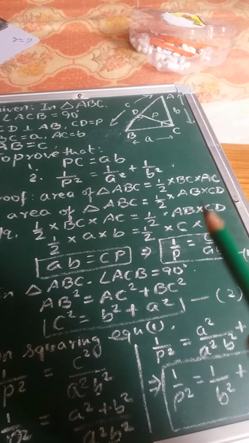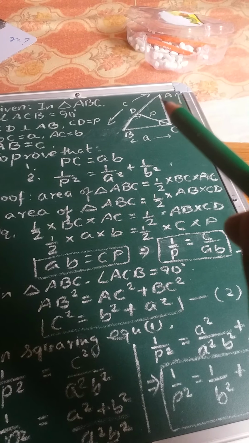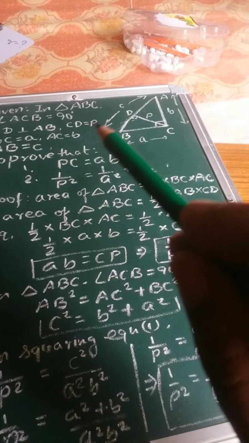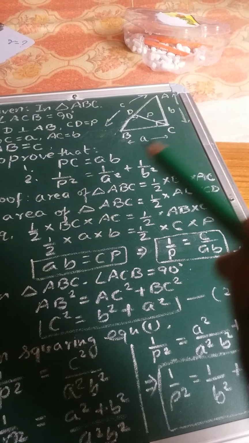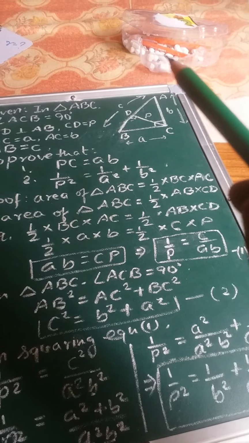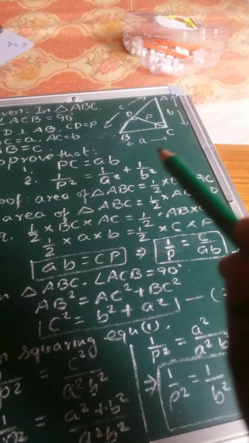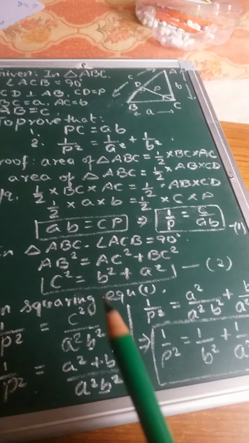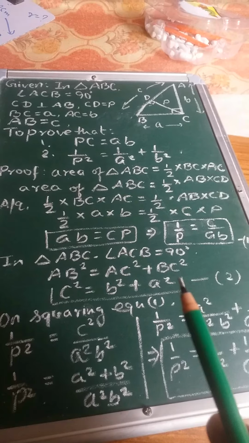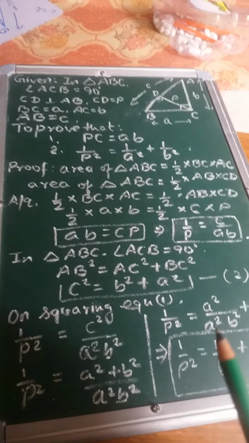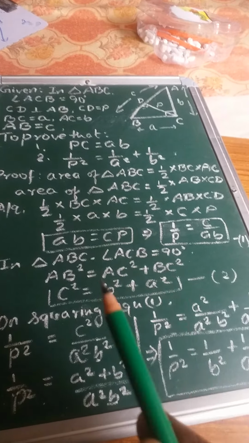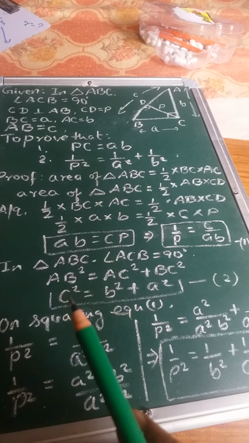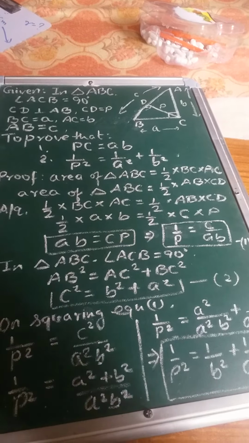Now just go with the Pythagoras theorem. In triangle ABC, angle ACB is 90 degrees. This is the hypotenuse, this is the perpendicular, that is the base. So c square equals a square plus b square. This is equation number 2. Now what will I do? I have to use this in place of a square plus b square. We can put c square.